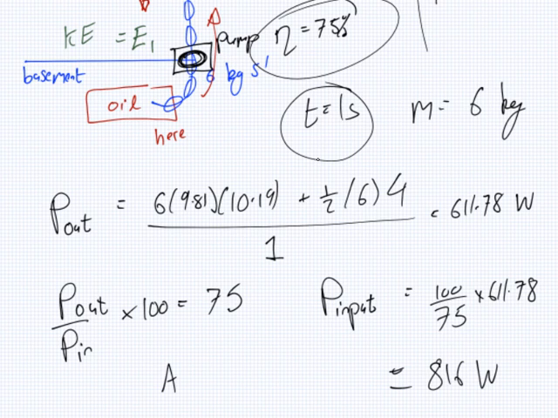So, for engines and pumps and all of this, when you buy a 1,000 watt pump, you're not getting 1,000 watts of work done because some of it's going to be wasted.